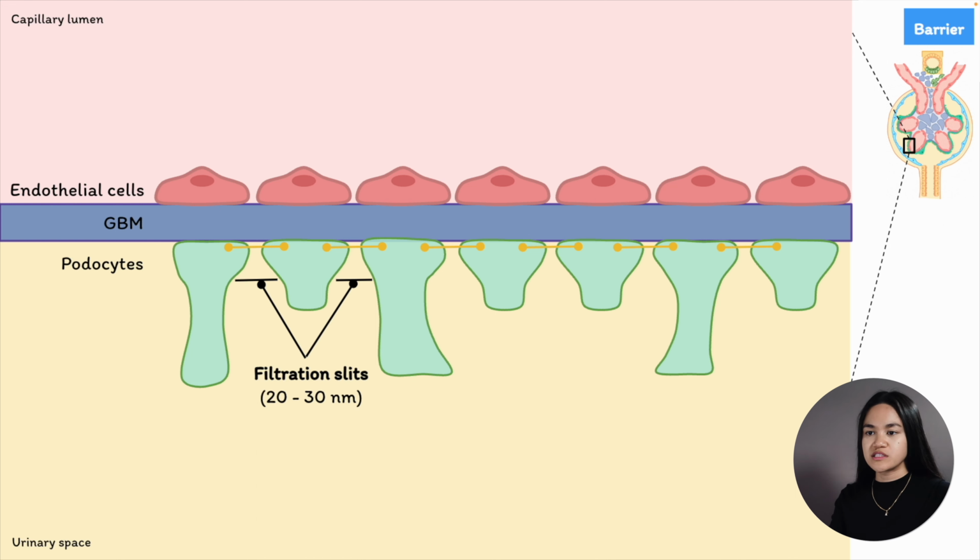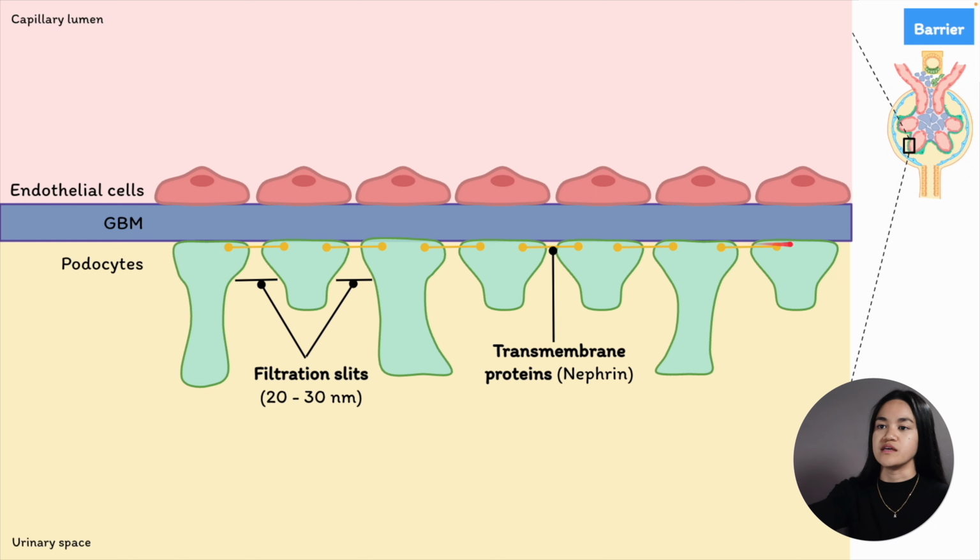Now, between these filtration slits, or podocytes, are these transmembrane proteins called nephrin. This is a thin diaphragm between the filtration slits that acts as a final filtration barrier that only allows substances that are less than 8 nanometers in diameter to pass through. This is called the slit diaphragm, and it's made up of nephrin, which is also negatively charged. So nephrin repels negatively charged proteins like albumin. All right? That's the Bowman's capsule.